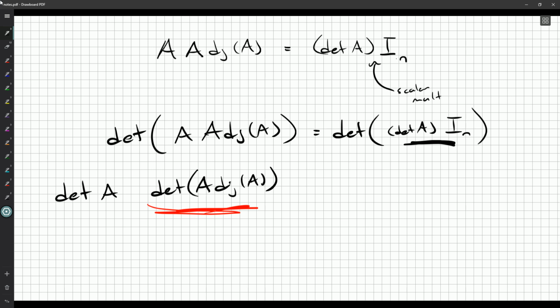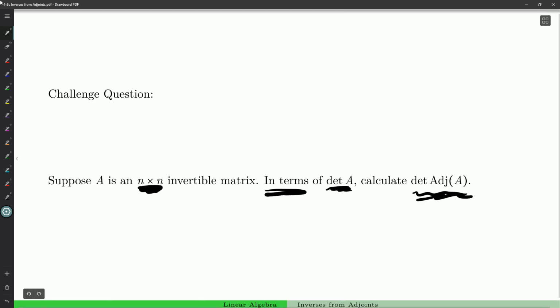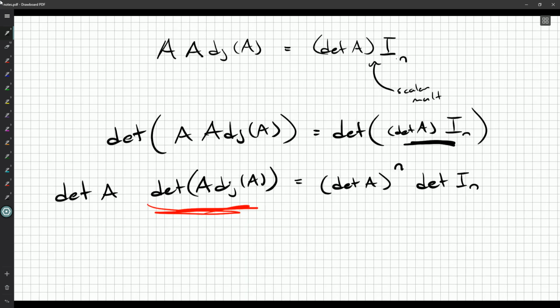Now, think back a few lessons. What does the determinant do to a scalar multiplication? The scalar can pop out front at a cost. What was that cost? Think for a moment. You raise it to the power of however many rows, whatever the size of your matrix is. This is why in the question, they bother to mention that it's an n by n invertible matrix. So if it's 3 by 3, we'll raise the determinant to the power 3. If it's 10 by 10, it's determinant of A to the power 10. So it very much depends on the size.